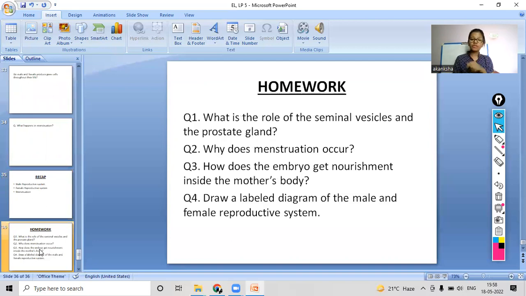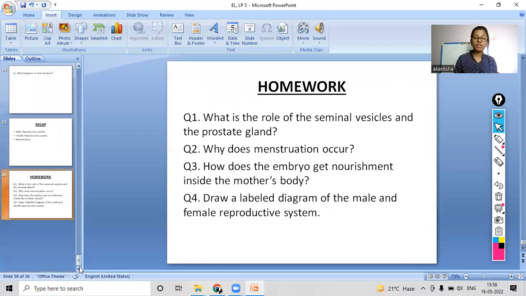Coming to the homework part, these are some of the questions that you have to answer, and if you find any doubt in the questions, please do let me know in the comment box below. I will answer every question if you have any doubt regarding any question.